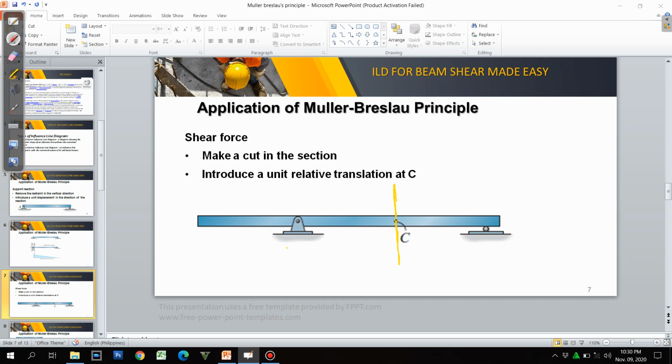And then make this swing. Since we have a pin here, it will be displacing this way. Okay, so let us have a straight line here.